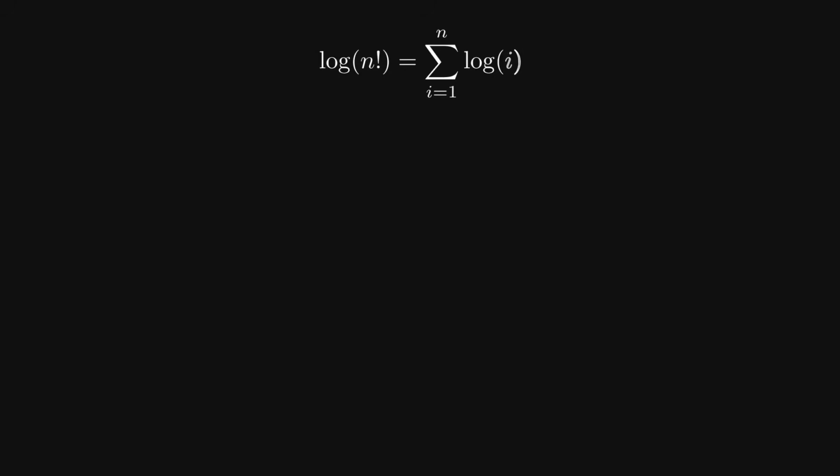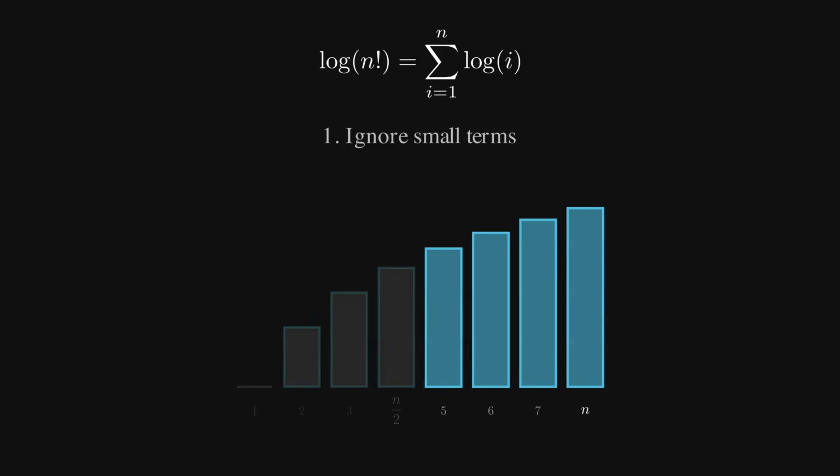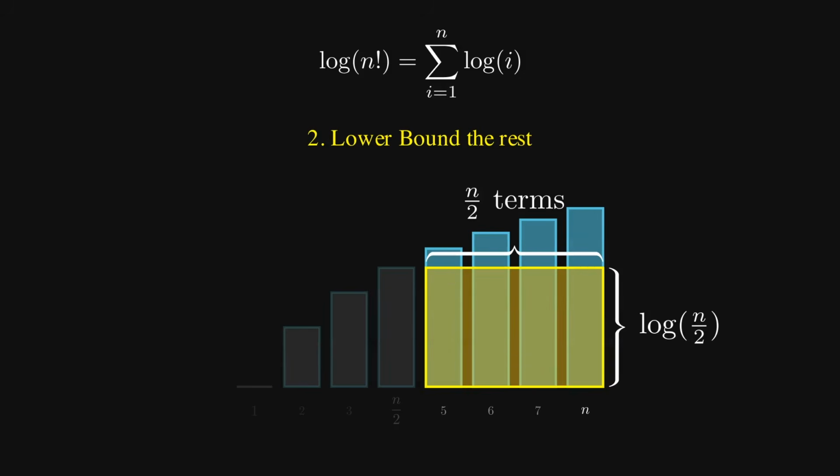But how big is that logarithm? It's the sum of logs from 1 to n. Visually, it looks like the area under these bars. We need to find a lower bound for this. Let's be aggressive. Let's throw away the first half of terms. They are small anyway. For the remaining half, from n/2 to n, every single term is at least as large as log(n/2). We have n/2 terms. This rectangle represents our lower bound.